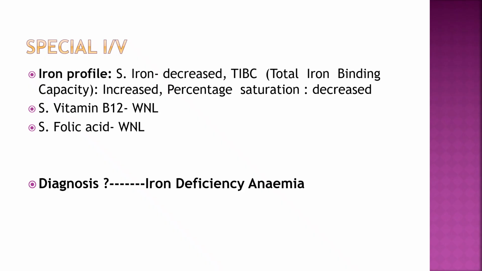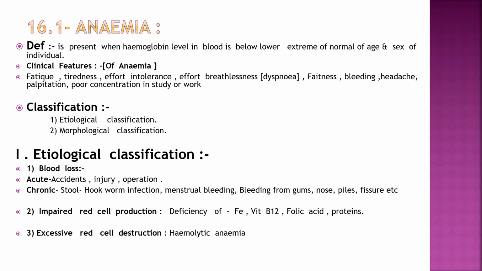So special investigations are done like iron profile. So in that serum iron was decreased, total iron binding capacity increased and percentage saturation decreased, vitamin B12 and folic acid normal. So now our diagnosis is iron deficiency anemia, and now we can treat the patient according to the iron deficiency anemia. Now let's study some basics of the anemia.